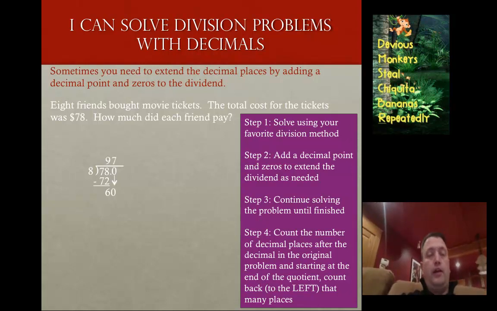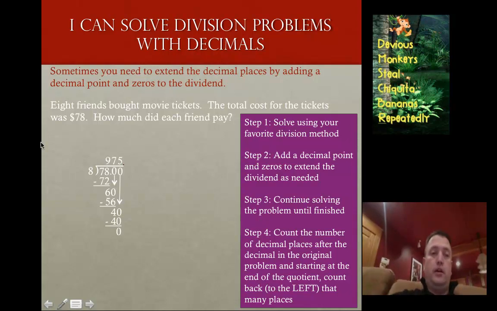How many 8s can I get out of 60? I can get 7 of them out of there, and that's going to be 56. I subtract, I get 4. I'm going to put another 0 after there. Okay. Bring that down. That's 40. 8 goes into 40 5 times. That's 40. I get no remainder.